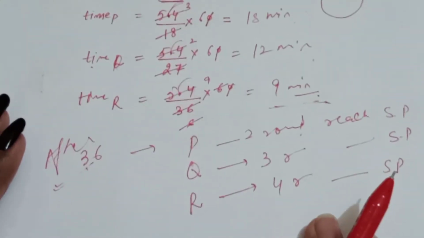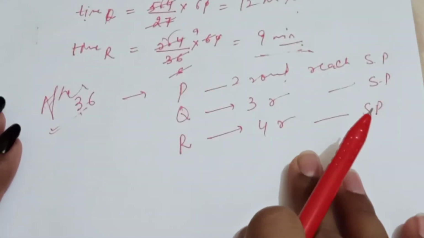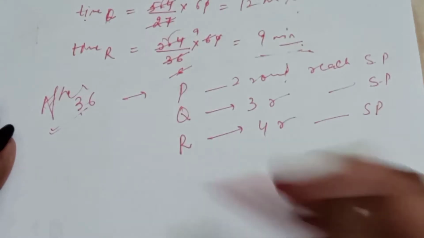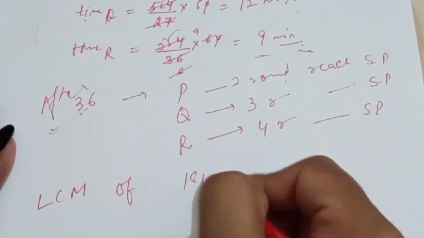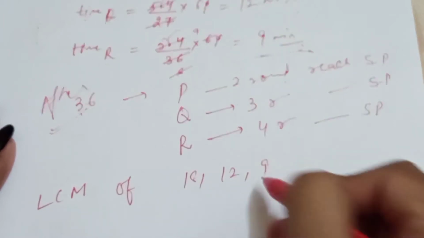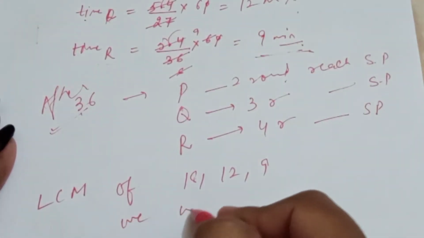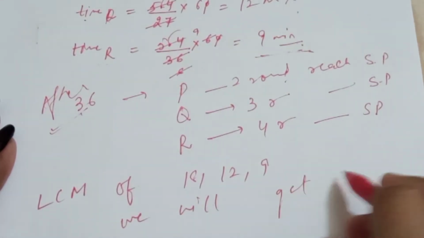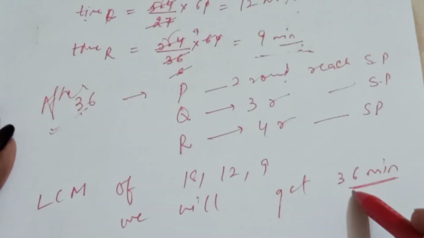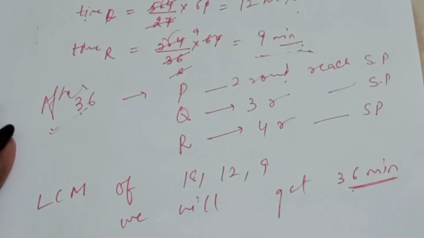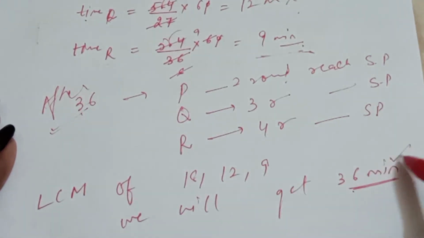But if the data is a little bit complex, then what will we do? We have to find the LCM of 18, 12 and 9. We will get 36 minutes. It means after 36 minutes, all the three cyclists meet at the same point. So this is our answer.